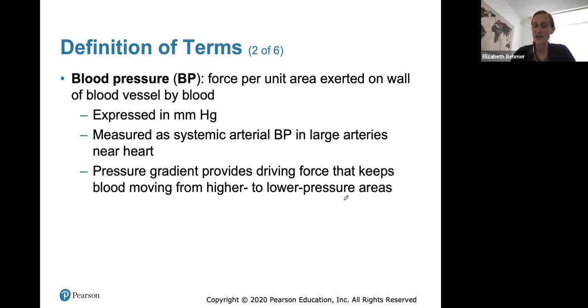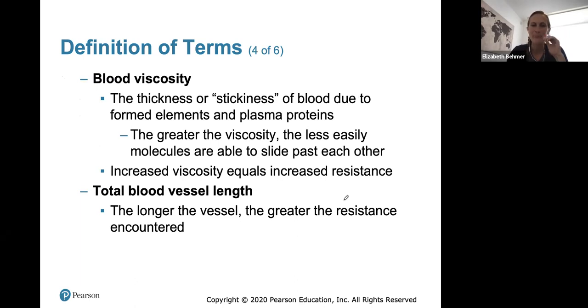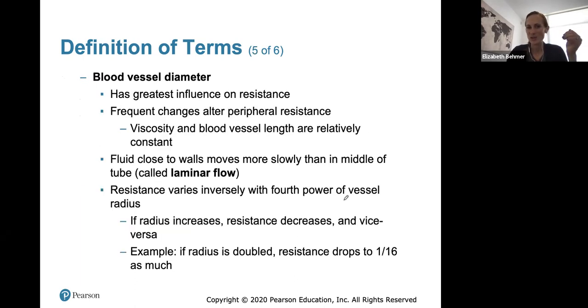And the pressure gradient provides the driving force that keeps blood flowing, always moving from a high to a low pressure area. Resistance is opposition to flow, and this is the measurement of the amount of friction that blood encounters in the walls. There are three important sources of resistance: how sticky or thick the blood is, that's blood viscosity, the total blood vessel length, and the blood vessel diameter. And this takes you through those terms.